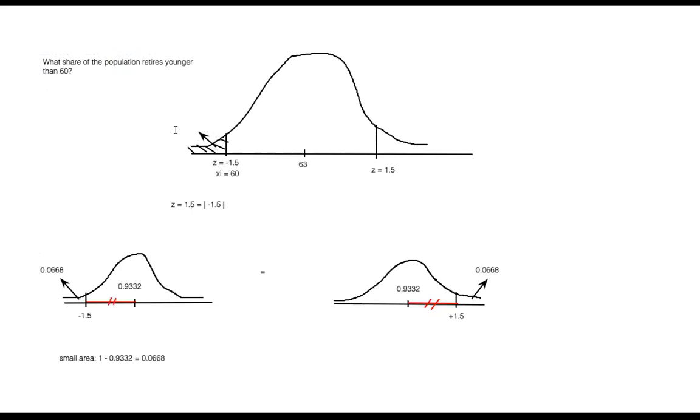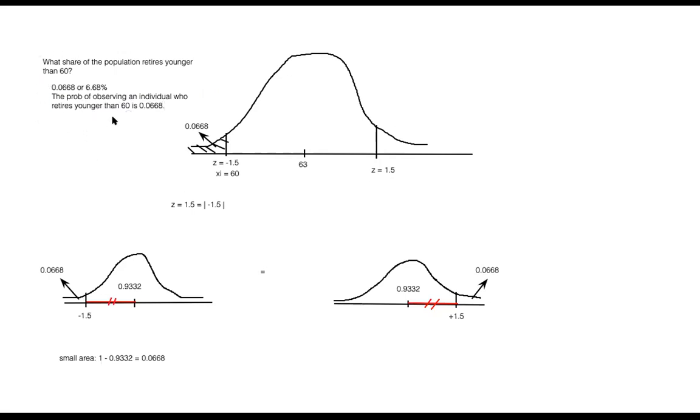So it is 0.0668. So the answer is that 0.0668, or 6.68% if you want to express it in terms of a percentage. Or I can also express this in terms of a probability, because 0.0668 portion of the population is contained within this area. I can say that the probability of observing an individual who retires younger than 60 is 0.0668, right? So it's the same thing.